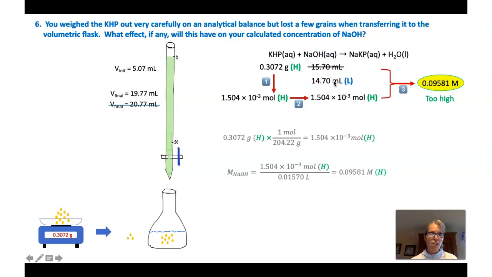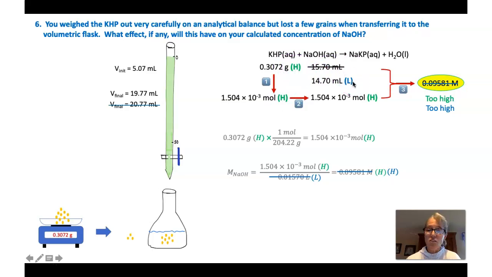Well, how does that error follow along? Okay, so for molarity down here, we should be using 15.7. We're using 14.7. That's too low. So if the denominator is too low, that means the final answer is too high. That's the same answer we got before. And so in the end, we come to the same conclusion just by thinking it through differently.